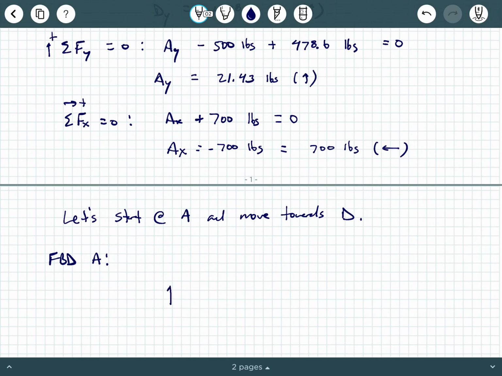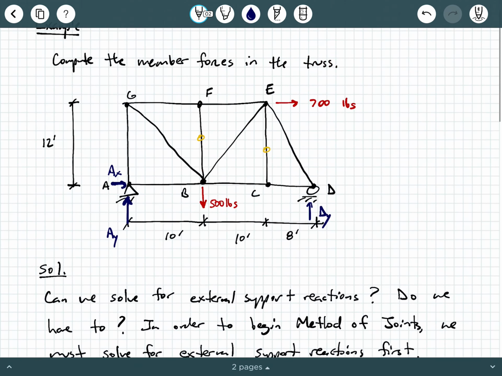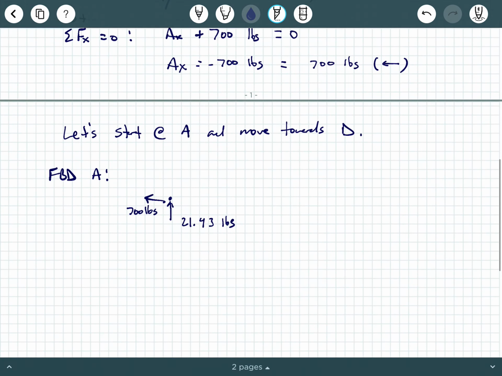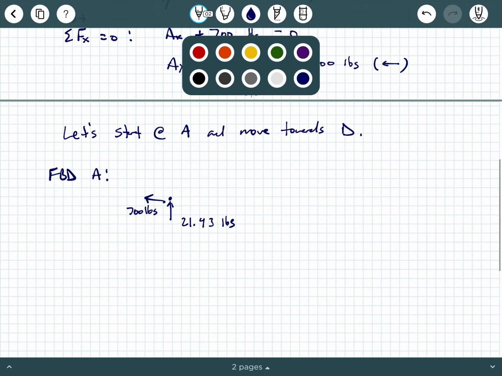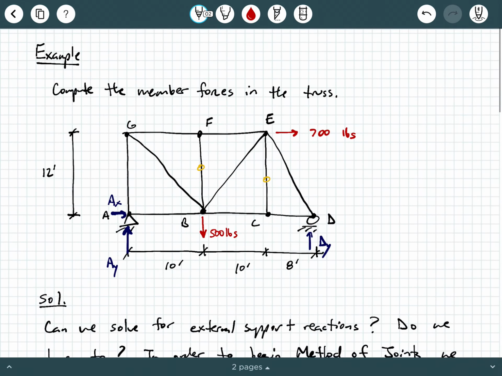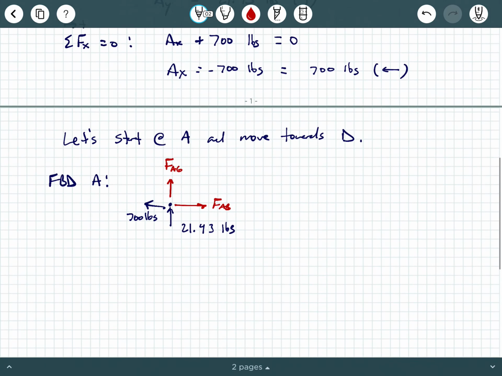So at joint A, what did we have here? We had 21.43 pounds going up, and then we had 700 pounds pointing to the left. Here's joint A, and then look at these forces we have here. We have an AG and we have an AB. Now, what direction are those pointing? Well, remember, the practice is to point unknown forces away from the joint. That's going to assume tension. So we're going to have F sub AG here, and then we're going to have F sub AB here. And that's a pretty simplistic looking scenario.